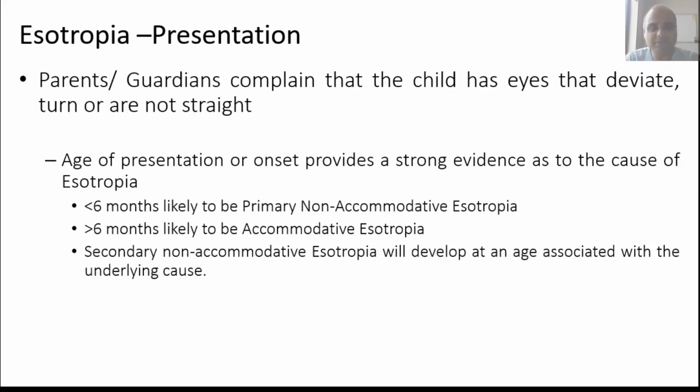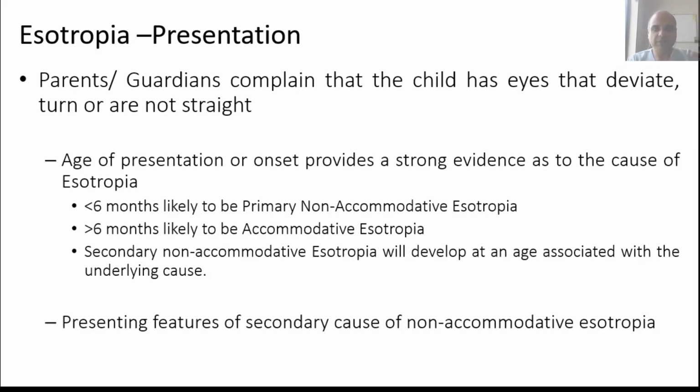And the age of presentation or onset provides very strong evidence as to the cause. If it's less than 6 months, it's likely to be non-accommodative. If it's more than 6 months, it's likely to be accommodative. Secondary non-accommodative type will have the associated underlying disease, which could be something as insidious as a cataract to any of the lesions that we have talked about. So they would have, in addition to the esotropia, those were secondary causes of non-accommodative esotropia, the features of the disease leading up to esotropia.